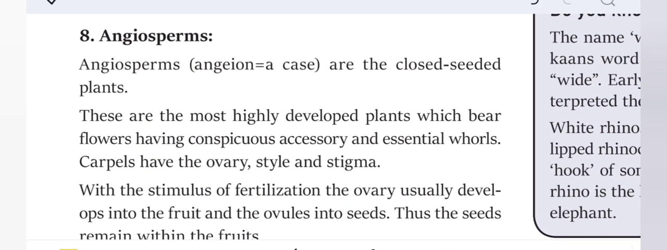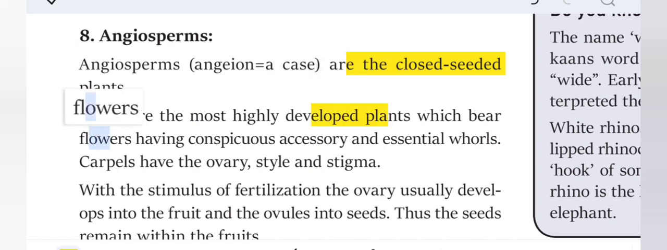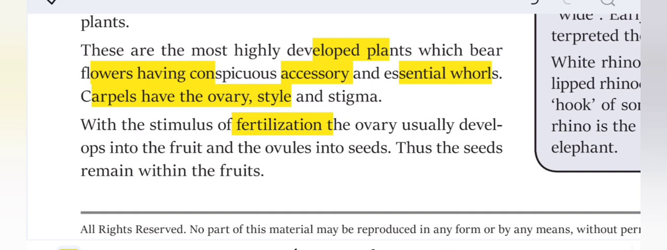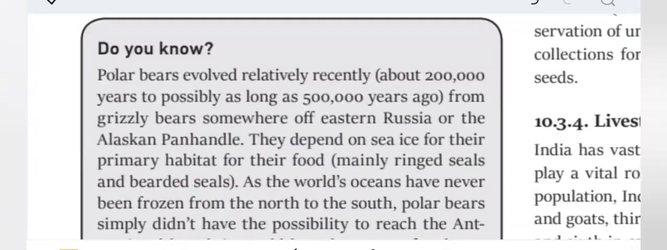Now, angiosperm. Angiosperms are the closed seeded plants. Naked seeded plants are the gymnosperms and closed seeded plants are the angiosperms. These are the most highly developed plants, which bear flowers having conspicuous accessory and essential whorls. Carpels have the ovary, style and stigma. With the stimulus of fertilization, the ovary usually develops into fruit and ovules into seeds. Thus the seeds remain within the fruits.